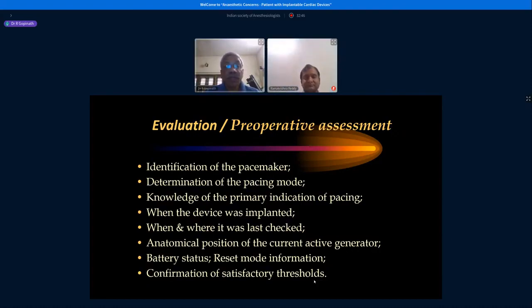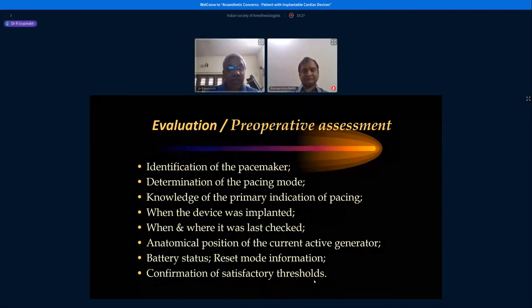Second, you need to know the pacing mode. Next, you have to have knowledge of the primary indication of pacing for this patient. Then you have to know when the device was implanted, and when and where it was last checked. Usually they have some routine for checking it. Then you have to know the anatomical position of the current active generator. Usually it is kept subclavicular in adult patients. In children, because it is a larger device, it is sometimes kept on the anterior abdominal wall. So you need to know where it is located.